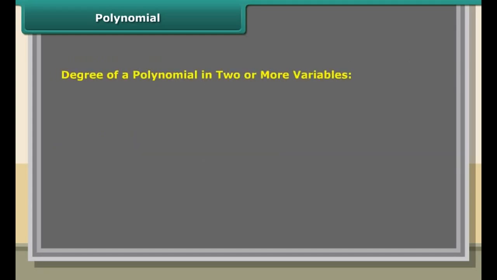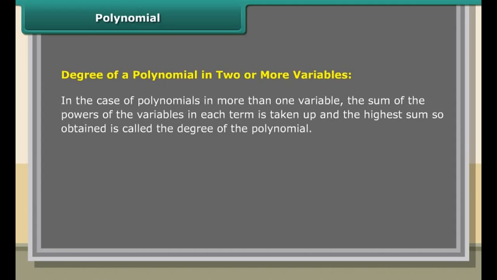Degree of a polynomial in 2 or more variables. In the case of polynomials in more than one variable, the sum of the powers of the variables in each term is taken up, and the highest sum so obtained is called the degree of the polynomial. Example, 5x square y cube minus 3xy square plus 6 minus square root 2 x raised to the power 4 is a polynomial of degree 5 in x and y.